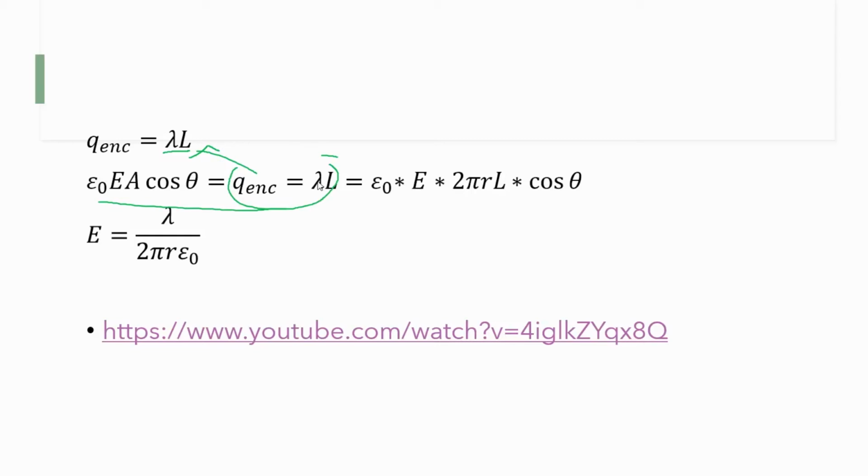So, lambda L is equal to epsilon sub 0 E 2 pi RL cosine theta. Ano yung 2 pi RL? Yan yung surface area ng cylinder. Pangit ko mag-drawing. So, epsilon sub 0 EA cosine theta is equal to lambda L. So, overall, electric field equals lambda over 2 pi R epsilon sub 0, which actually is yung formula para sa electric field due to an infinitely long line of charge.